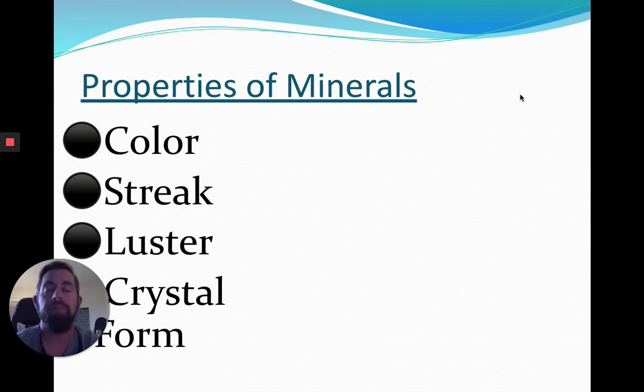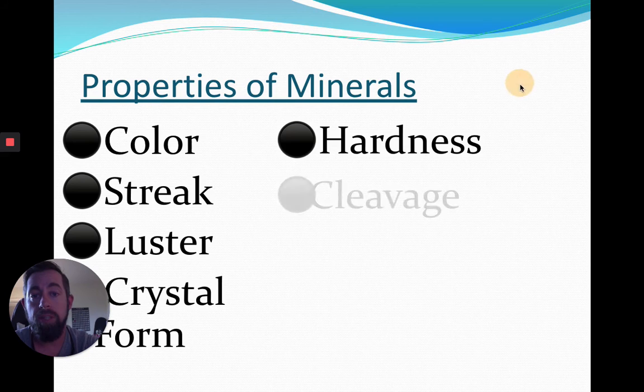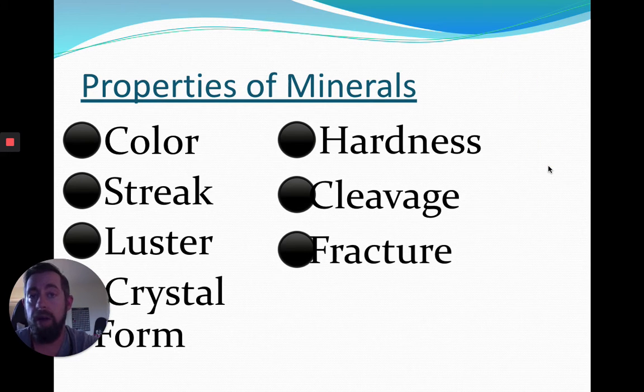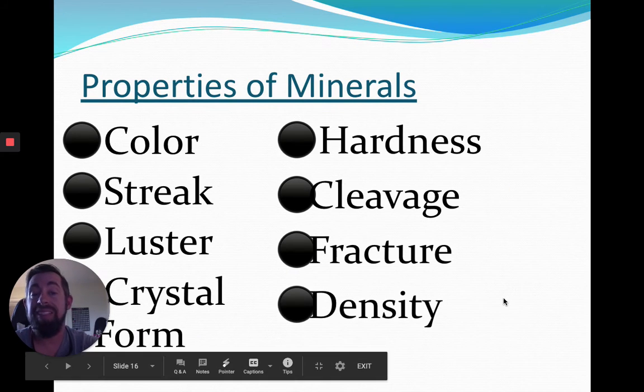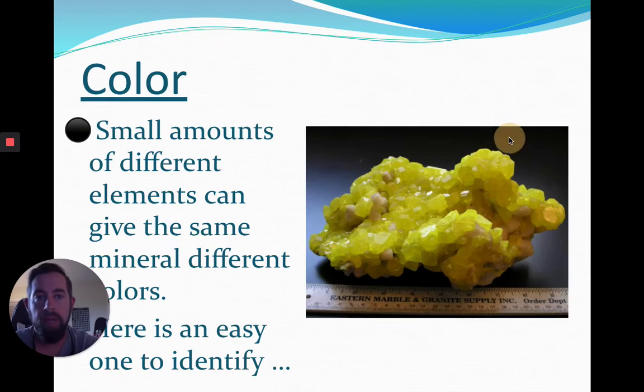So now we've got the 7 properties of minerals. Before, we had the 5 things that define a mineral. Now we've got the 7 properties. These are two very important things. We might have a little quiz on Friday, so make sure you know these things. There are 7 of them: color, streak, luster, crystal form, hardness, cleavage, fracture, and density. Cleavage and fracture kind of go together, and you'll see why.